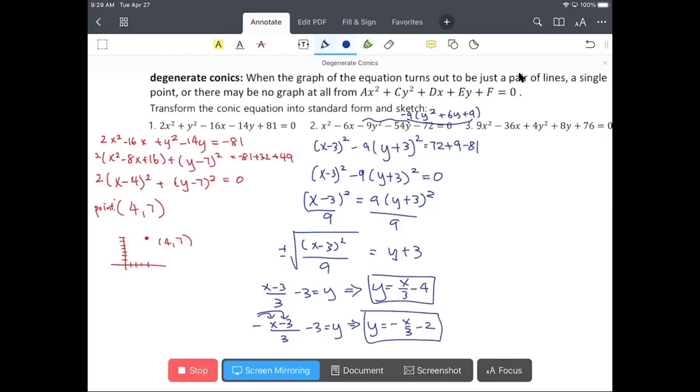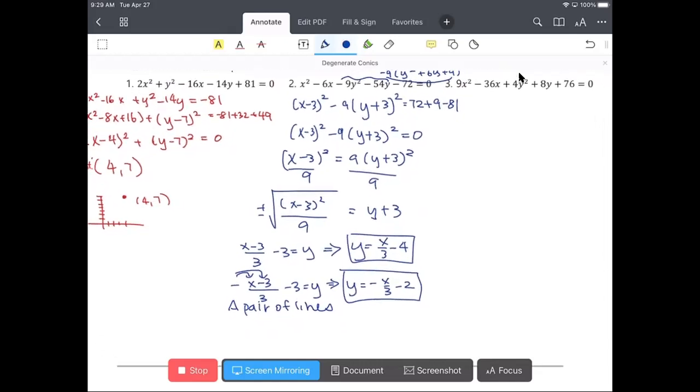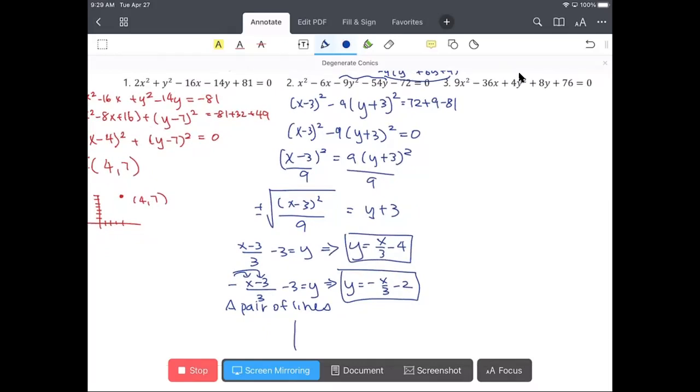So we know that we have a pair of lines. And we can graph this. And they both will intersect at (3, -3).